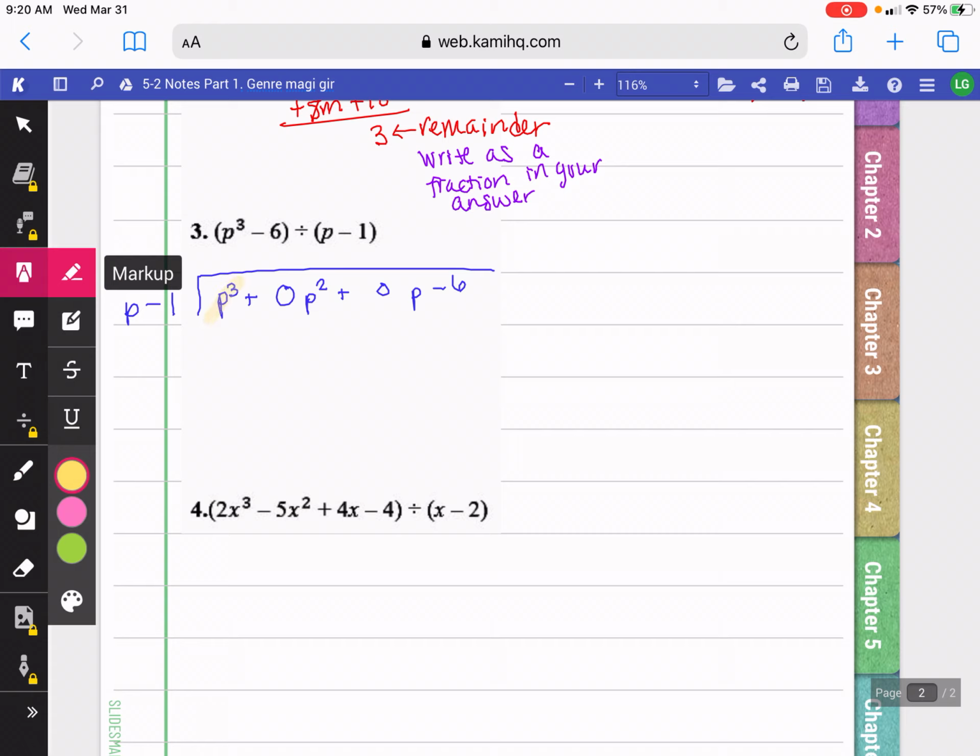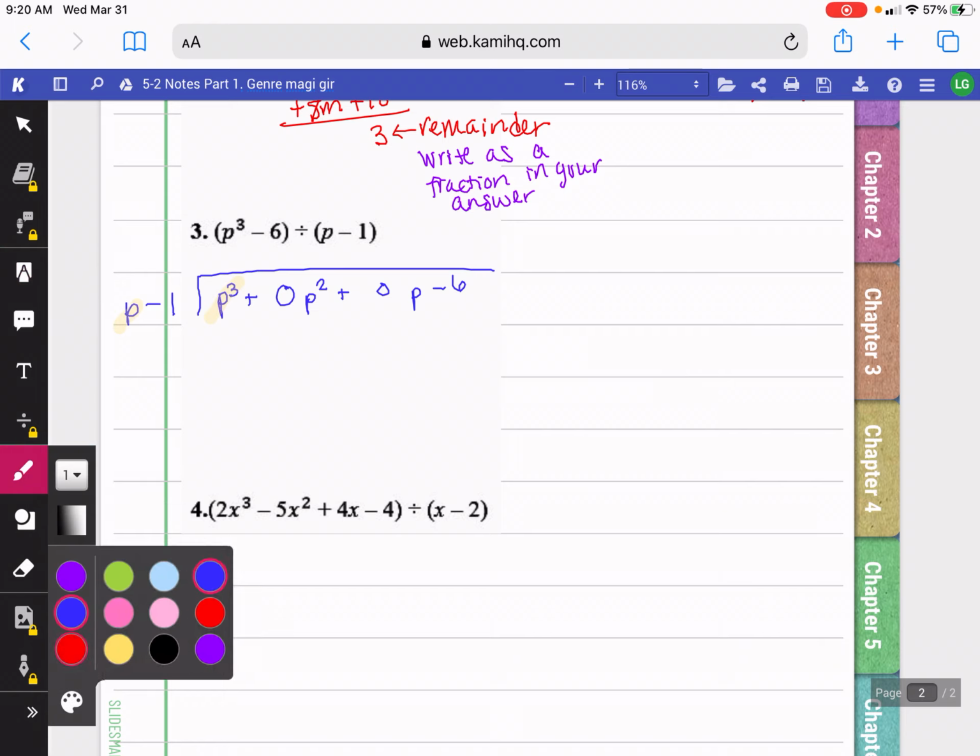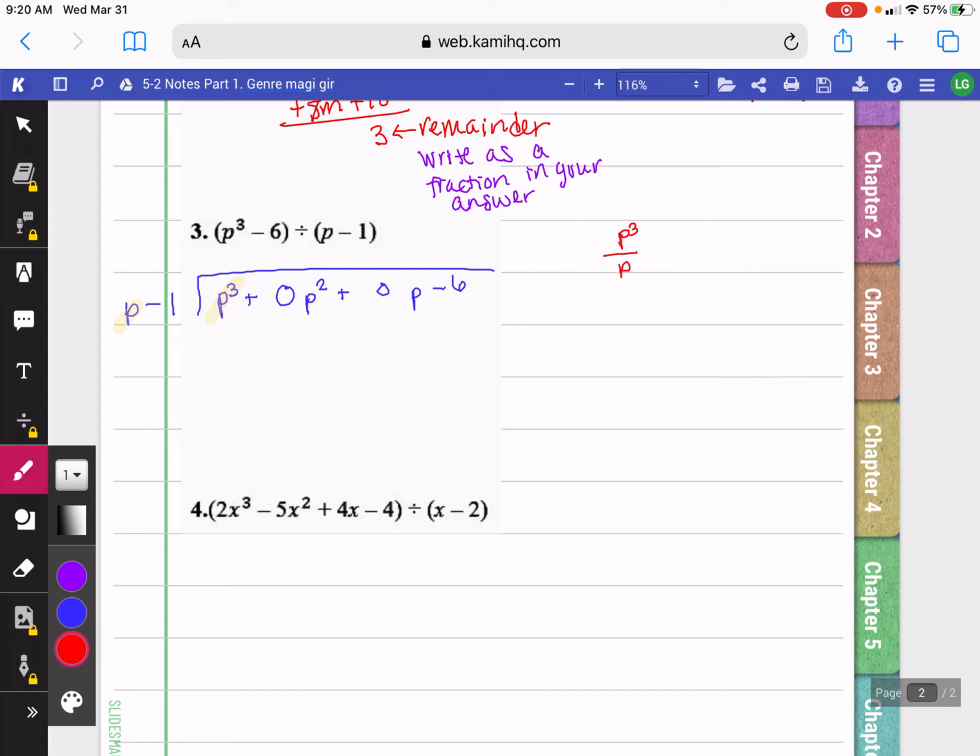So now I'm going to divide my first terms, p cubed and p. That comes out to p squared. Notice, since I put the placeholder there, I know where to put the p squared. And then I can multiply p squared by p minus 1. That's going to be p cubed minus p squared. When I write that underneath, I change the signs.